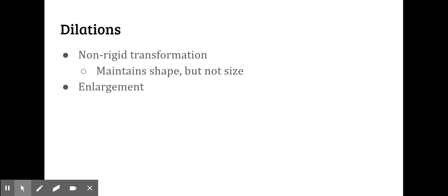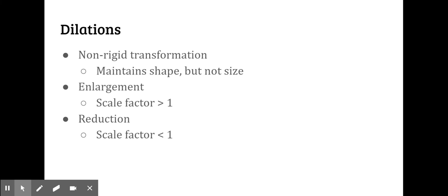There are two types of dilations. The first is an enlargement. In terms of determining whether you have an enlargement or the other option, a reduction, it's based on what we call a scale factor, which is basically the ratio of the sides from the image to the pre-image. So if the scale factor is greater than 1, that means we have increased in size, gotten bigger, which is an enlargement. And a reduction would be if the scale factor is less than 1, and that means that my image is smaller than my pre-image.